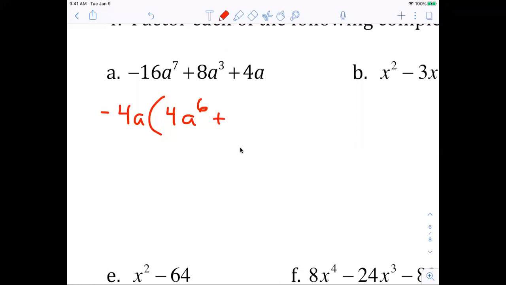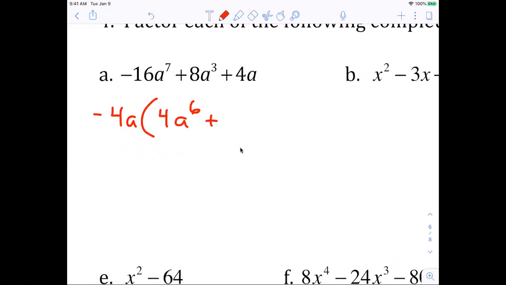Okay, because remember, if I were to distribute that, -4 times 4 would be -16. And a times a to the 6th would be a to the 7th, because we are adding the exponents. So that's the tie-in between those rules of exponents. For the middle term, if I take -4a out of 8a to the 3rd, I get negative, so I'm going to write minus, whoops, not 4, minus 2a squared. Because again, multiplying those two would give us positive 8a to the 3rd.